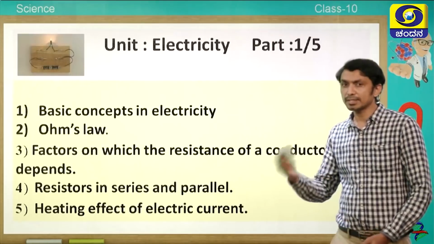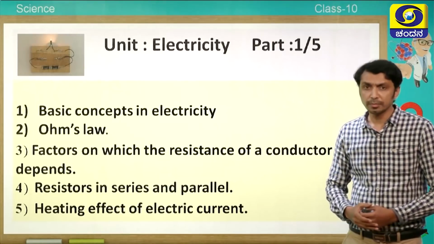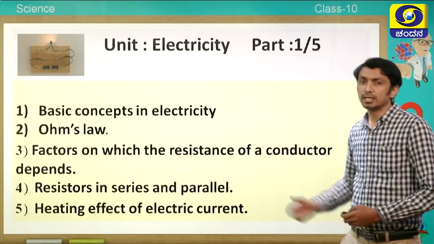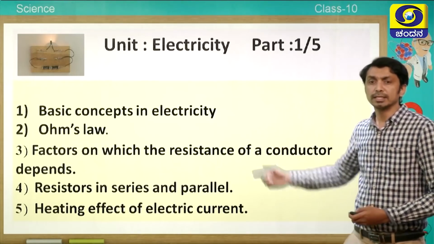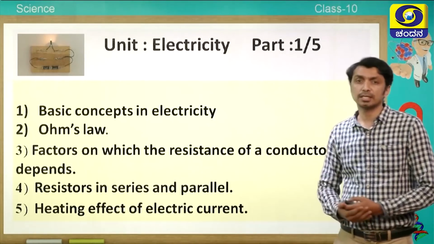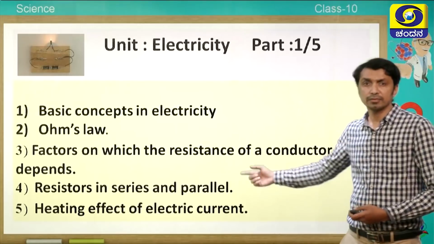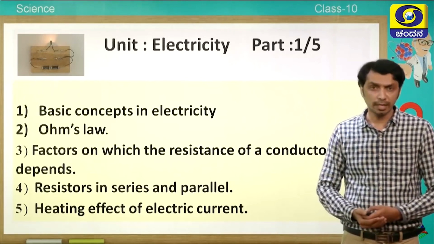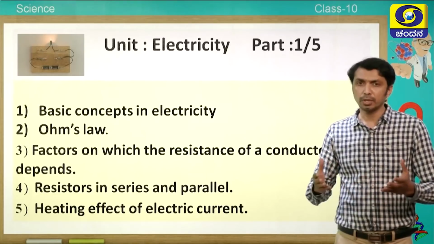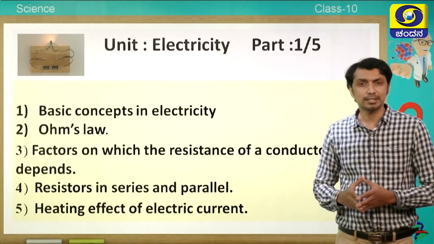Now which are the next sessions that you are going to see? As you can see, the second session is Ohm's law, the third session is the factors on which the resistance of a conductor depends, the fourth session is resistors in series and parallel, and the fifth session is heating effect of electric current.